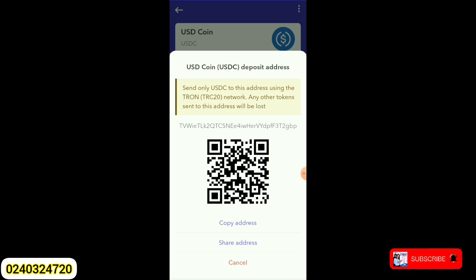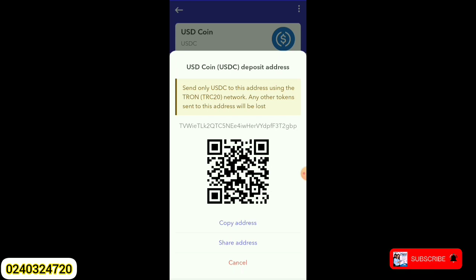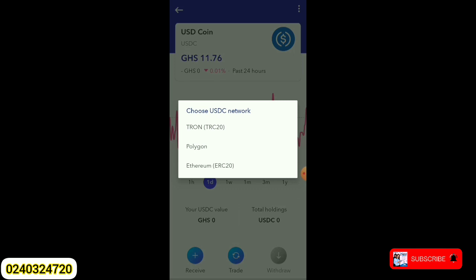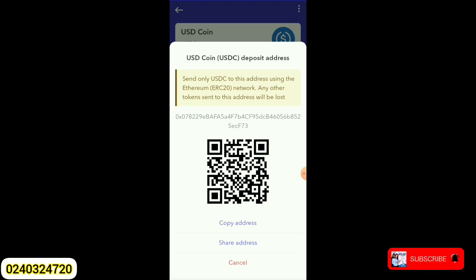So this address only receives USDC. Let's assume I copy this address and go to, let's say, Binance to transfer money to this account. I can't transfer USDT to this address. This address only receives USDC from TRC20. The same thing applies to Ethereum, the ERC20. The ERC20 address only accepts USDC, not USDT or Bitcoin or BNB. It only receives USDC using your Ethereum, your ERC20. So that's how it works.